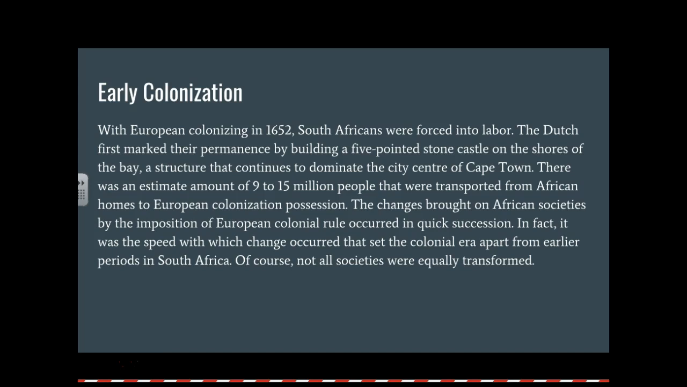Hold on. So, Nathan, what do you mean when you say there was an estimate of 9 to 15 million people that were transferred from African homes to European colonial possessions? So, people were transferred out of their homes to Europe to work as slaves. Yes, so they were brought as slaves back to Europe. Okay.